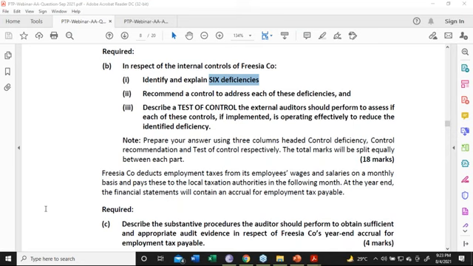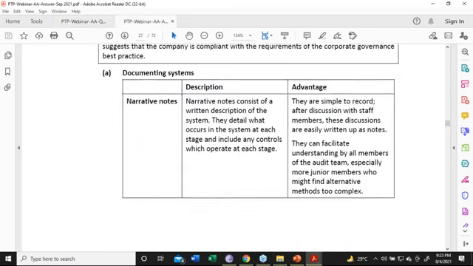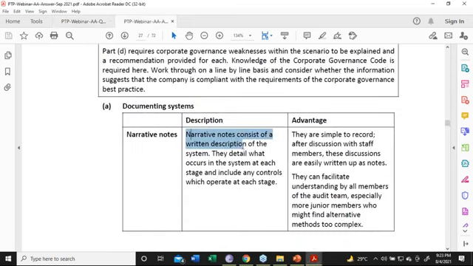What is that one line to write in case of describe instead of define? See, narrative notes consist of a written description of the system. That's the definition. But in order to describe, you have to go into a bit of detail. They detail, they reveal what occurs at each and every point of the system, what controls are incorporated at each and every stage. This extra sentence gives you complete marks. Is this clear? A bit more. I just want you to add something more.